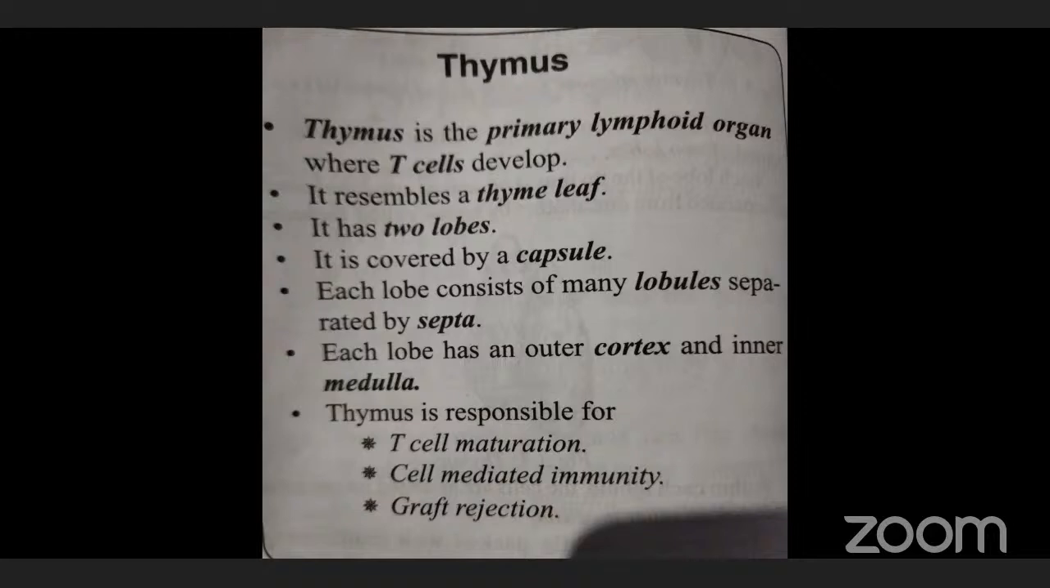Here T cells will be developed. That is the second important question: T cells develop from the thymus. The third one is that T cells are responsible for cell-mediated immunity. Clear? These three things are the important questions from the thymus.